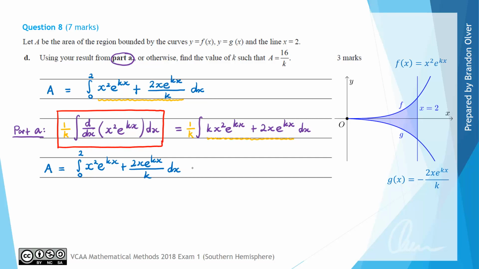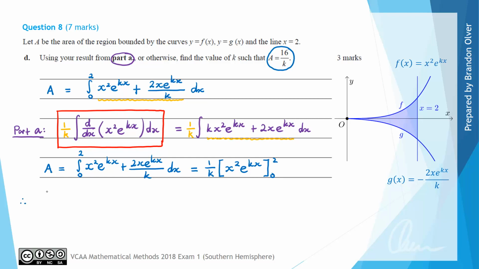So we can say that this is equal to 1 on k, but undoing the integral of a derivative just leaves x squared e to the power of kx, and because it's a definite integral we're going to put that in a square box. We're going to evaluate that between the terminals of 0 and 2, which were on our original integral. And now we're getting much closer to our answer. So A we're going to let equal 16 on k, which is written into the question.